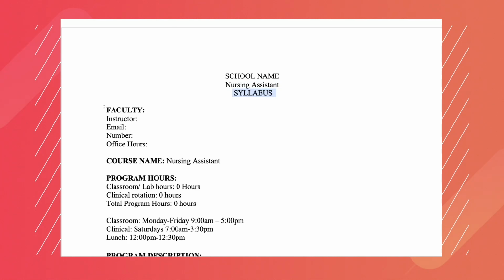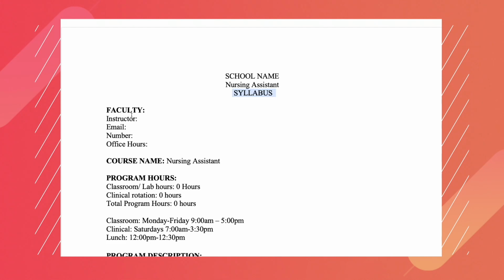I start off with faculty because I feel like if students have an issue, they might want to call me. So I have faculty first. Doesn't have to be, but it is in this example. Always have your faculty's name, email, and office hours. Most importantly, office hours, so students know when they can reach them.